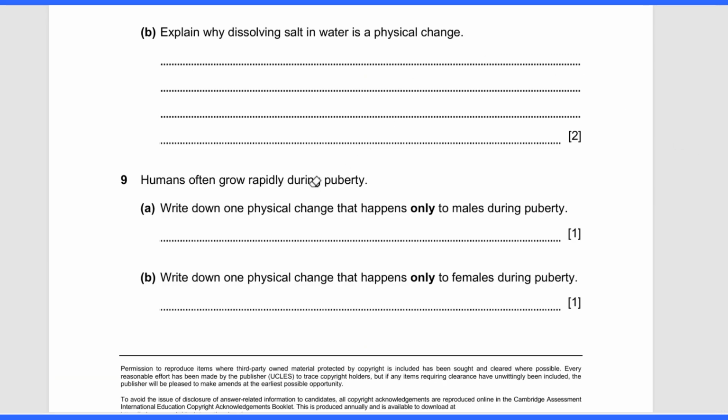Now we're in the last question of this paper. Humans often grow rapidly during puberty. 9a, write down one physical change that happens only to males during puberty. 10 seconds.